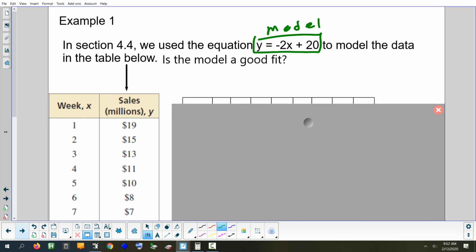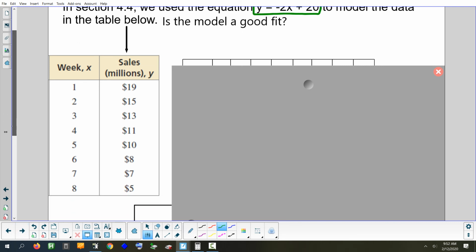So the question we want to see is, is that a good model for this data? And the idea of a model, what you can do with it, is you've got sales in millions of dollars after a certain amount of weeks. If you have a good model that predicts this data, you could predict at week 10 what your sales would be. You could predict out to maybe week 30 what your sales would be. Okay? But that's only if you have a good model.